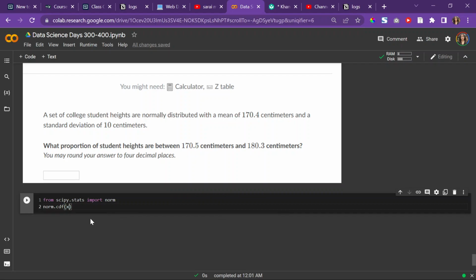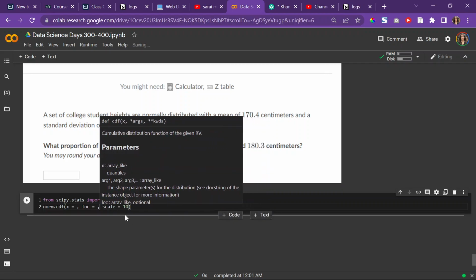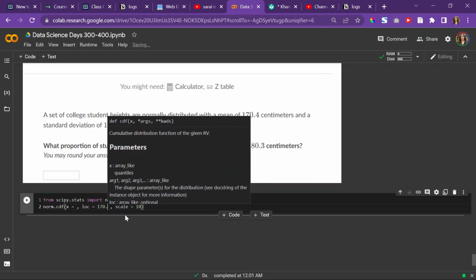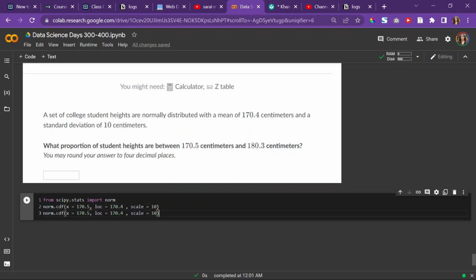So in normal CDF, there's 3 parameters. So it's x, the loc, which is the mean, and then the scale, which is the standard deviation. So scale is 10, right? It's 10 centimeters. The mean is 170.4, and then the x I like to define as the point that I'm trying to find the area or the proportion below or above it. So in this case, it's going to be 170.5. It's actually both 180 also, 180.3. So I'll just do 2 of them, right?